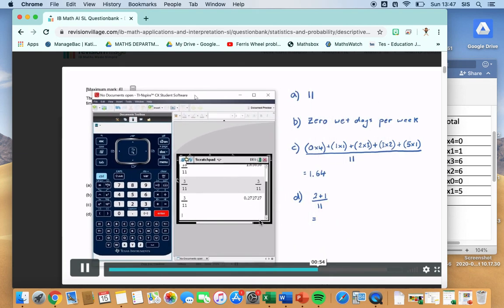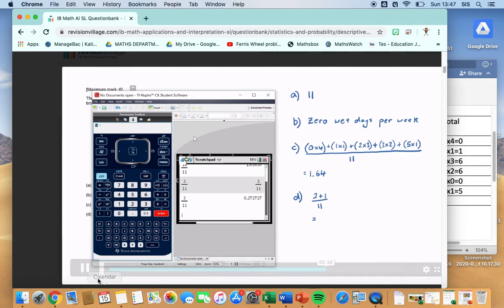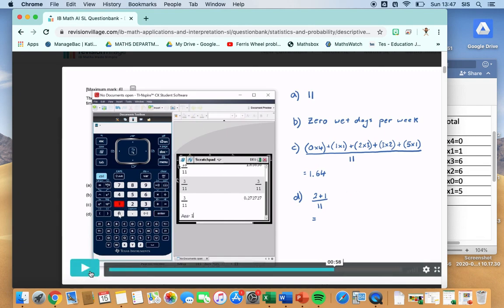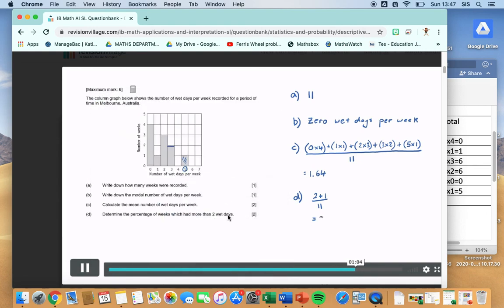And if we need to convert something from a decimal to a percentage, what do you think we do? Pause the video and think. Hopefully, you noticed that we have to multiply by 100 to get from a decimal to a percentage. So our answer is going to be 27.3%. And the reason why we change this to 27.3% is because it's rounded to 1 decimal place.